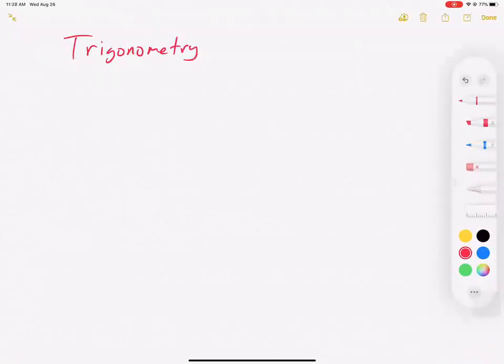Okay, so we're starting off with trigonometry here. And what special word is hidden in here? There's a couple of ideas here. There's the tri and the gonometry. And gonometry sounds like geometry, right? So the idea is this is the study of three-sided shapes. So we're looking at three-sided shapes.